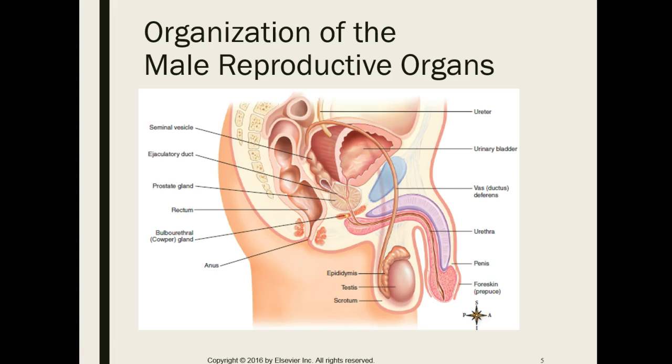So this is kind of an overview of the organization of the male reproductive system. So you can see the testes here located inside the scrotum. And then we start with the epididymis, and then we'll move our way through this passageway until we get through the urethra and outside of the body.